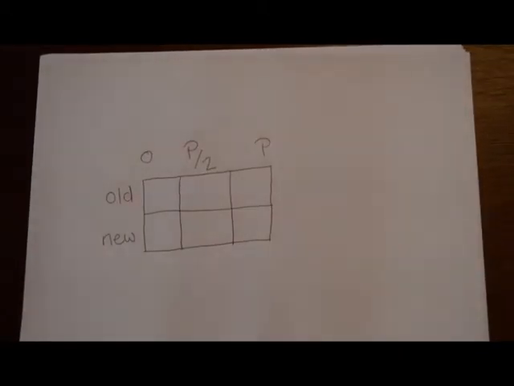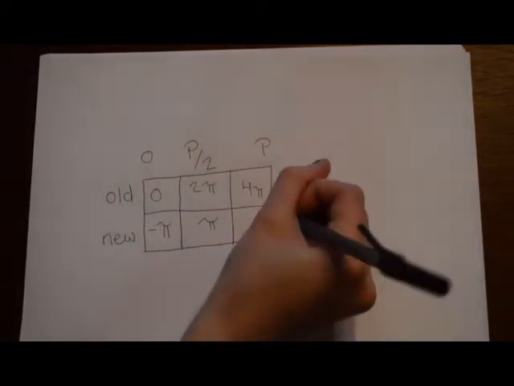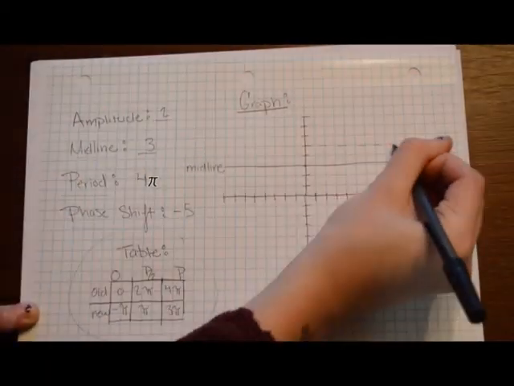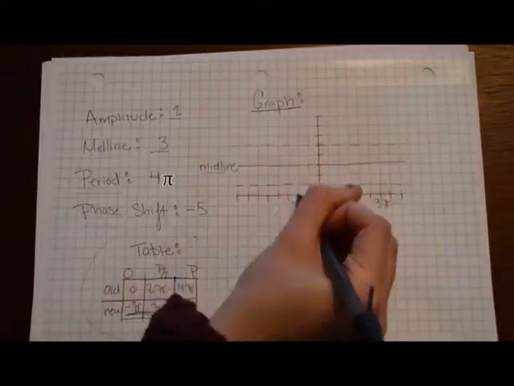Next, we fill in the table. The old equation is 0, 2 pi, and 4 pi, and the new equation is negative pi, pi, and 3 pi. Now it's time to graph. Make sure to carefully complete all the steps to correctly graph this function.